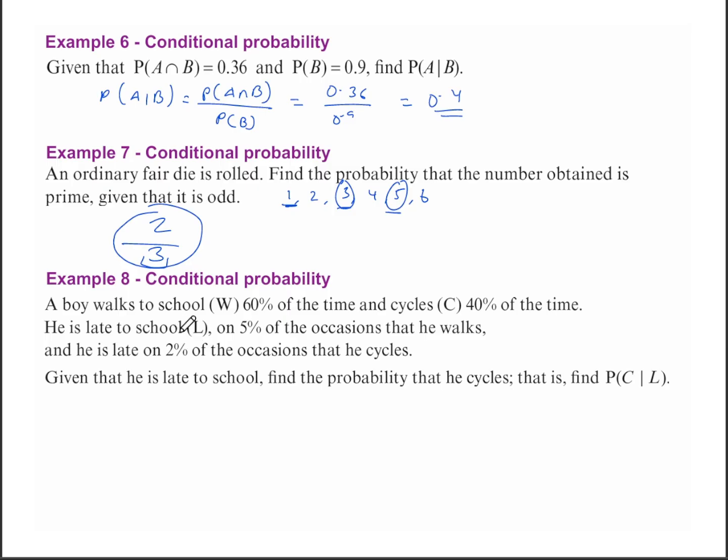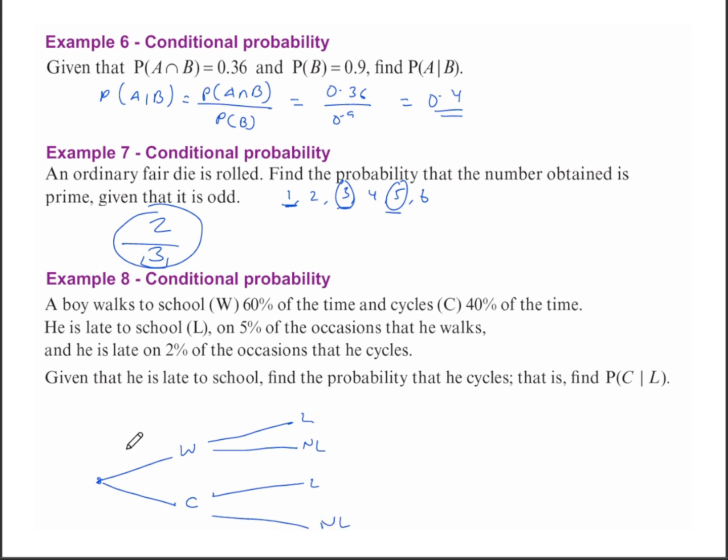Then we're told a boy walks to school 60% of the time and cycles 40% of the time. He is late to school on 5% of the occasions that he walks, and he is late on 2% of the occasions that he cycles. Given that he is late to school, find the probability that he cycles. So for that, we can first start off by visualizing what's happening with a tree diagram. So we either have walking or we have cycling. Then for each of them, there is either a late or a no late. Cycling as well, late, and a no late. We're going to fill this with the probability.